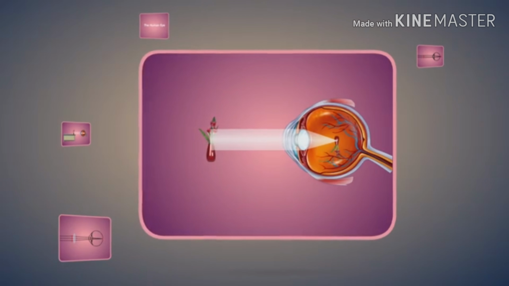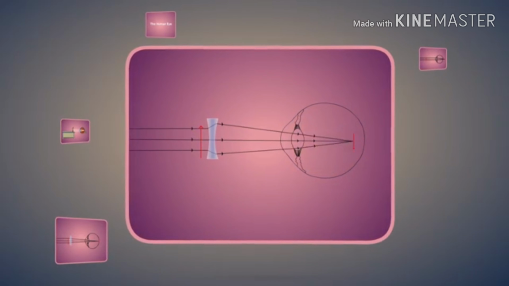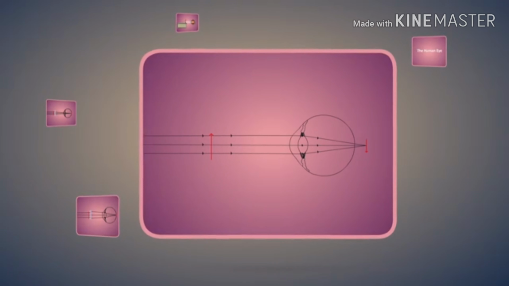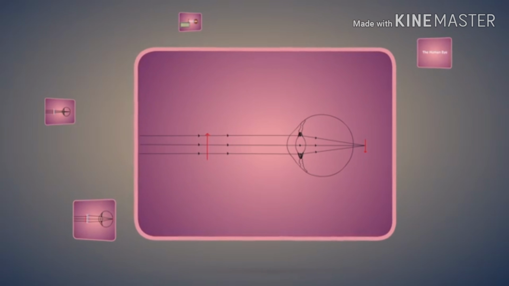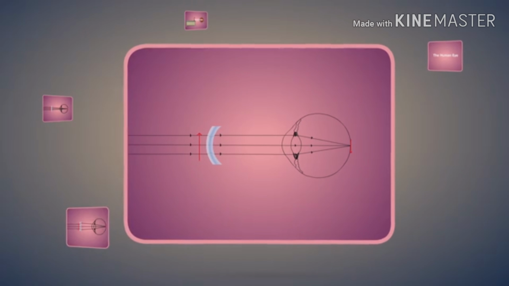In myopia, far-off objects cannot be seen clearly. This can be corrected by using a concave lens. In presbyopia, both nearby and distant objects cannot be seen clearly. This can be corrected by using a bifocal lens.